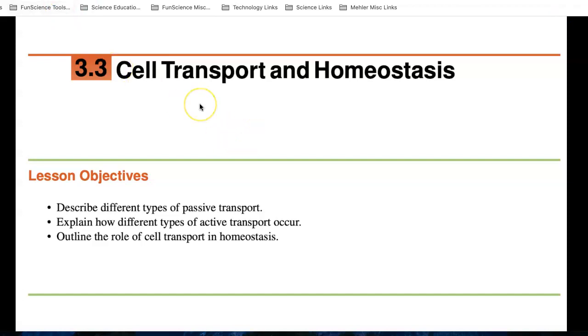So let's take a look at the objectives for this section. They're going to describe different types of passive transport, but also different types of active transport. The important thing for you to realize here is when something gets in or out of the cell passively, that means the cell doesn't use any energy. If it's active transport, that means the cell has had to use energy to get it in or out of the cell. And we'll also look at a brief outline of cell transport in homeostasis.